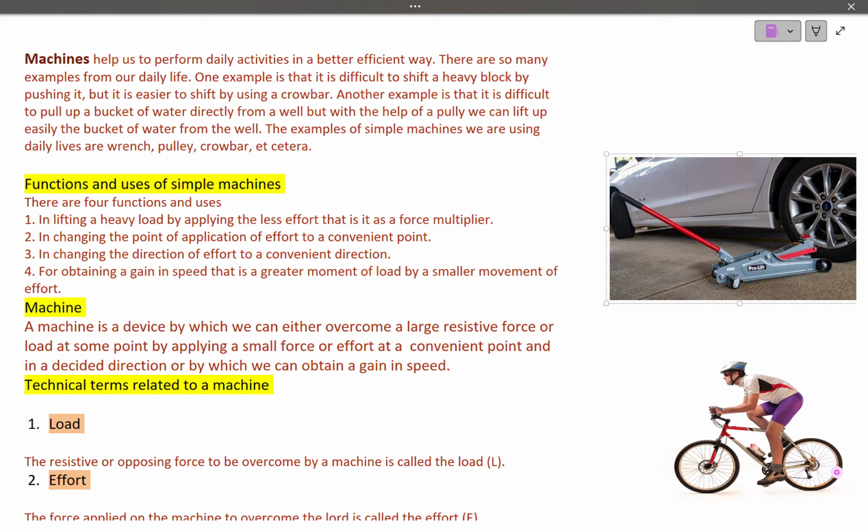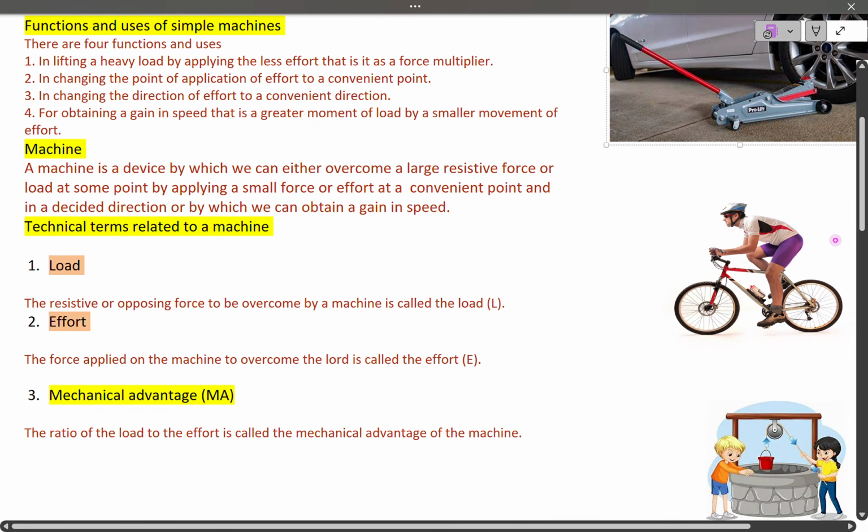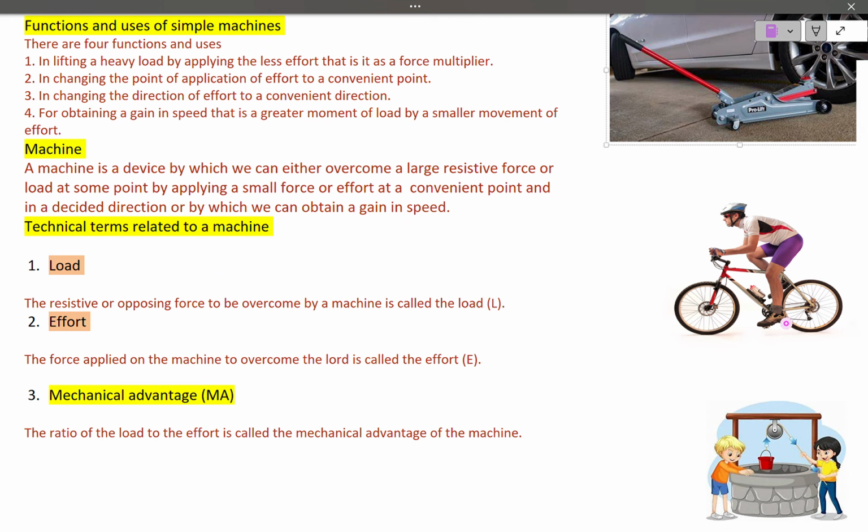Third point, changing the direction of effort to a convenient direction. That means here the direction we have to change. The second point, hope you understand, we are changing the point of application to a convenient point. The third point is changing direction of effort to a convenient direction.